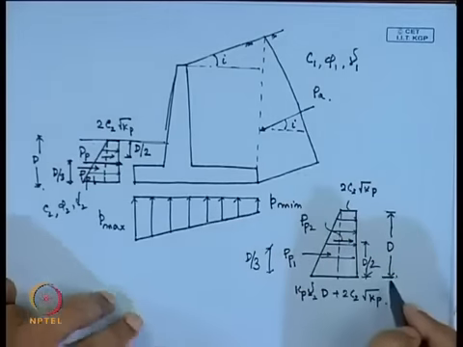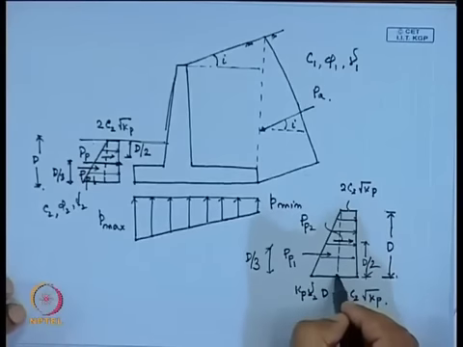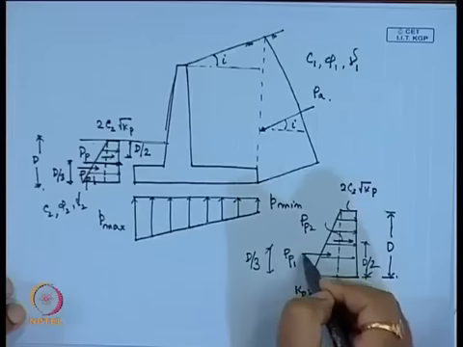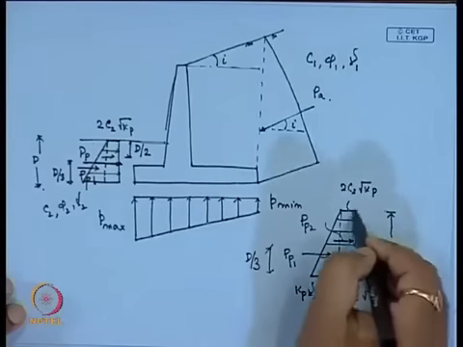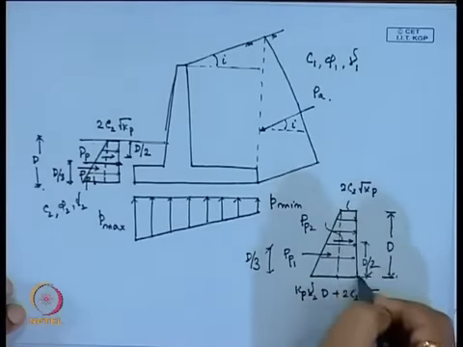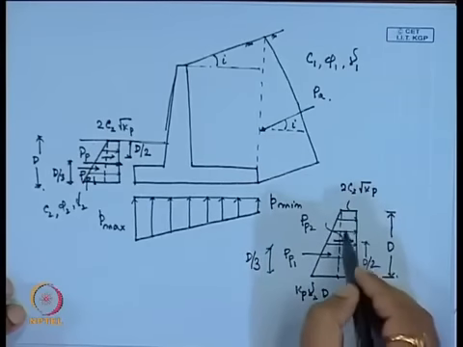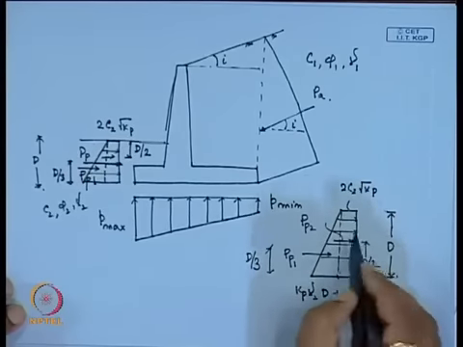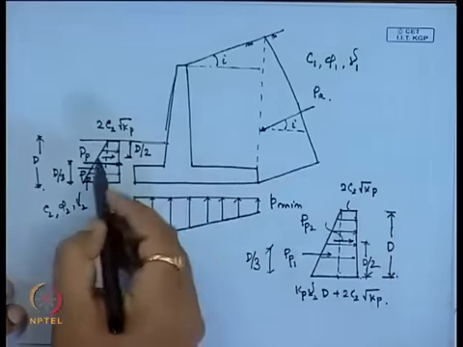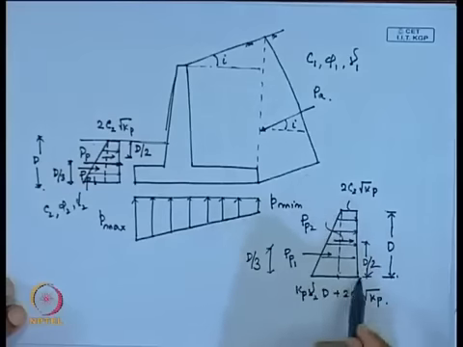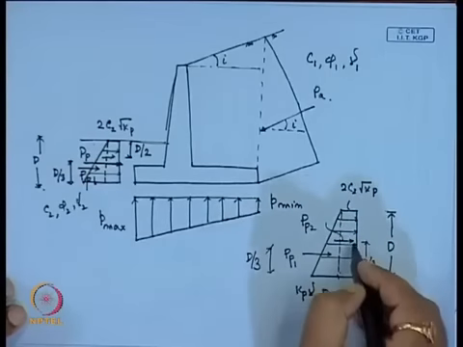So, finally, we will first determine the stress of this triangle portion, which is acting at a distance of d by 2, and then the stress of this rectangular portion, which is acting at a distance of d by 2 from the base. Then, if we add these two, we will get the total passive force P P acting on this portion.